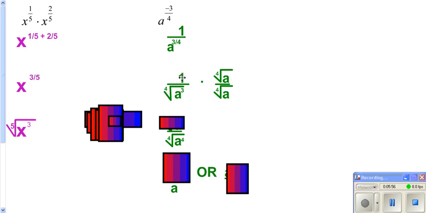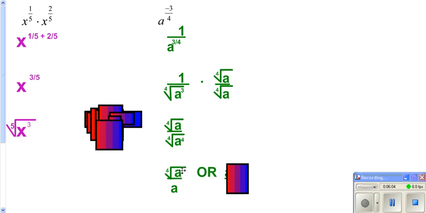So you multiply the top. The bottom simplifies to that. The top doesn't do anything. If you wanted, you could write that as an a to the 1/4 on the top over your a to the first on the bottom.